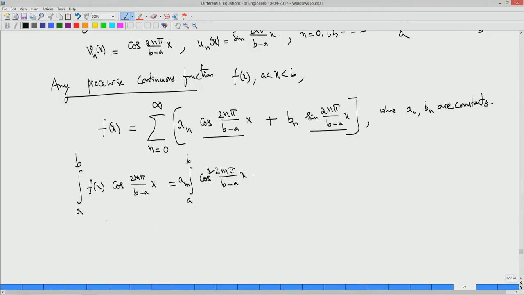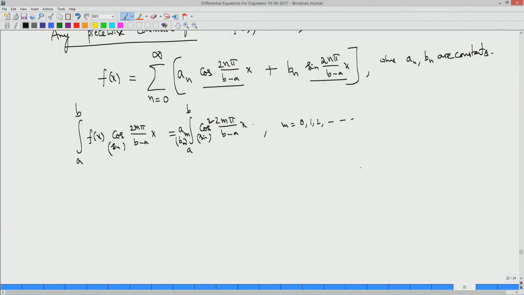And if you do it for sine, you get the same thing. Whether you do cosine or sine, you get a similar result. You get sine here instead of cos, and you get b_m instead of a_m. So m is running from 0, 1, 2, 3 onwards. Of course b_0 is 0, only a_0 will contribute.